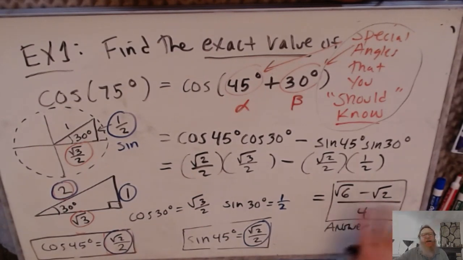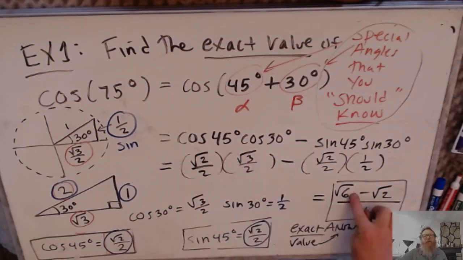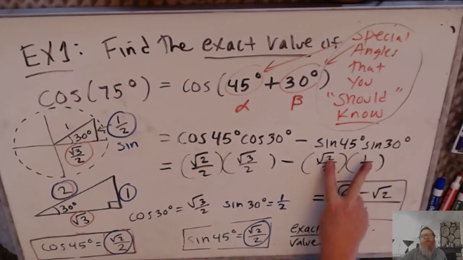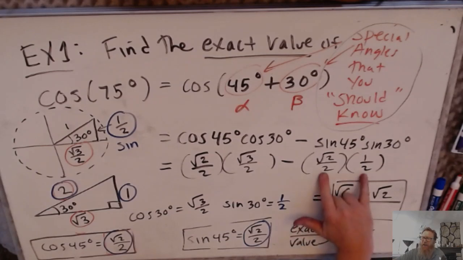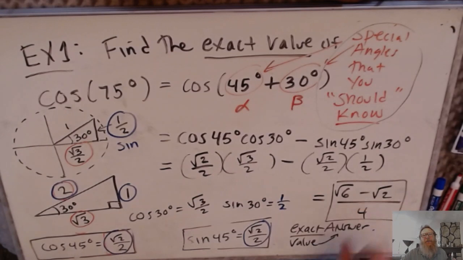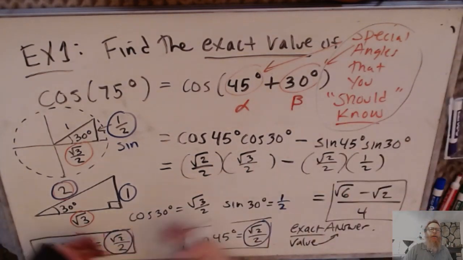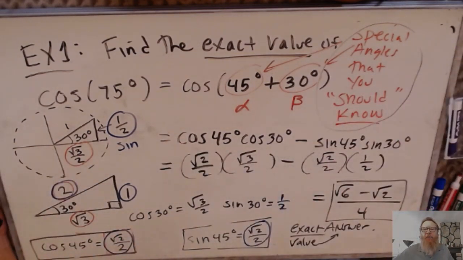Don't try to simplify it anymore. This is the exact answer, the exact value, also known as the answer. All right, radical 2 times radical 3 is radical 6. Radical 2 times 1 is just radical 2. And then the denominators are 2 times 2. So that's 4. I only write the denominator one time. I don't need to tell you that, but might as well. Not going to hurt. Okay, so that's your sum formula for cosine.